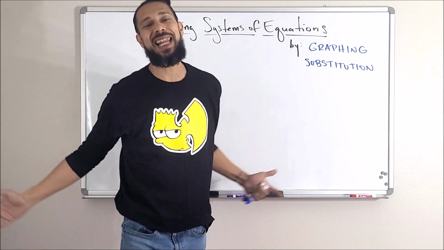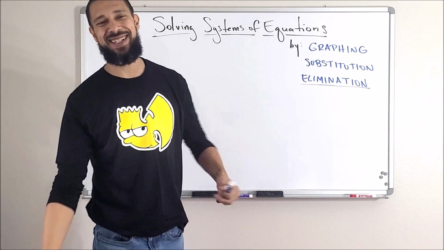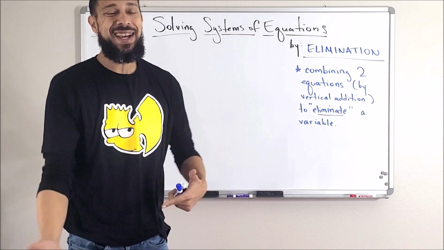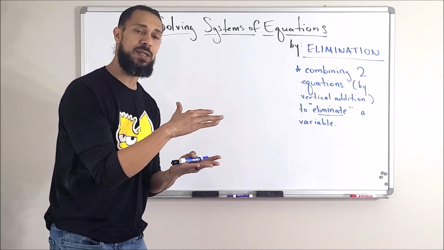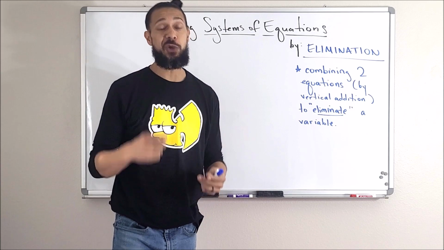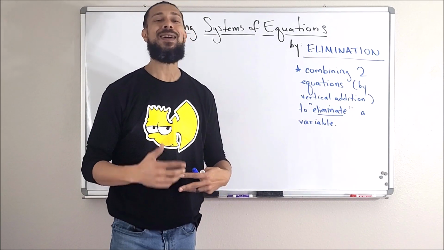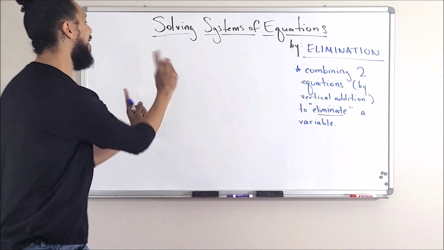Now today we're going to talk about the last way to solve a system of equations: elimination. Let's talk about what elimination is. Elimination is the process of combining the two equations in a system by vertical addition to eliminate a variable. Drop it out, cancel it out. I'll show you exactly what I mean with an example.